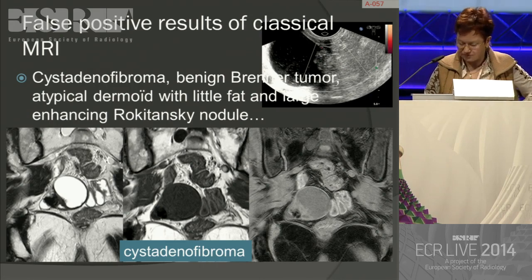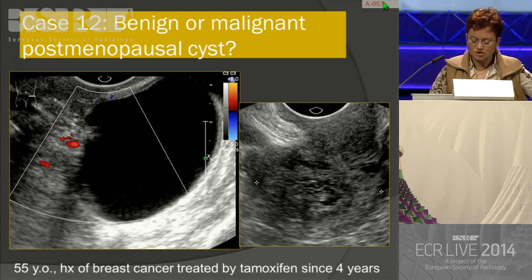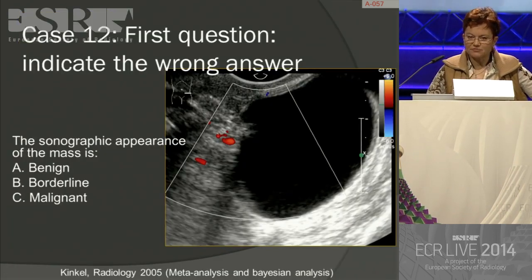Here, case 12, we have a patient that has a postmenopausal cyst. She had a history of breast cancer, 55-year-old, and she was treated by tamoxifen for 4 years. So she's still under tamoxifen. That's a sagittal image of her uterus. First question. Indicate the wrong answer.